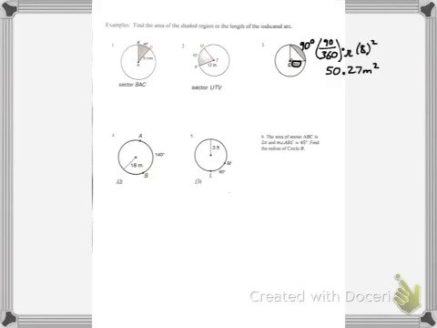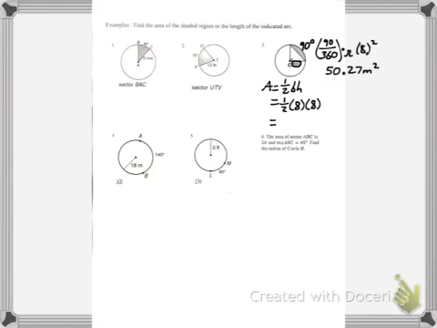Now that's the area of the entire sector, but remember I only want the area of the shaded part, so I need to figure out what the area of this triangle is. If you remember, the area formula for a triangle is 1/2 the base times the height. What's my base and my height of that triangle? The radius here was 8, so the base and the height are both going to be 8 in this case. So I'd have 1/2 times 8 times another 8.